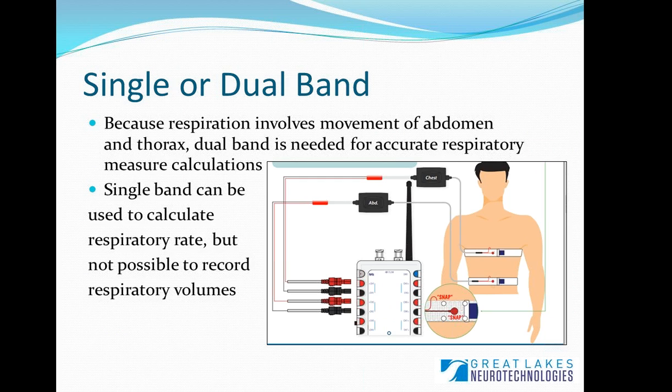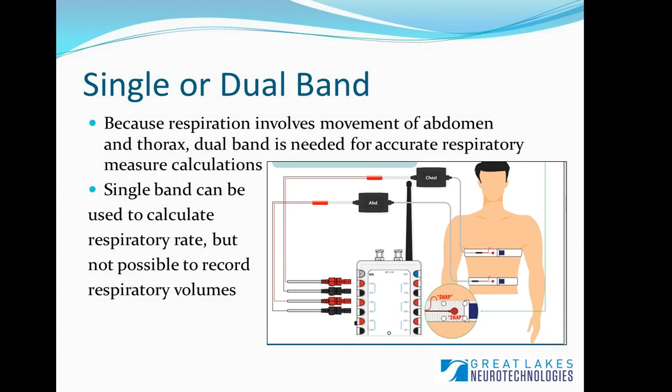So this is a setup of what RIP would look like. You can see that there are bands worn around the chest here and here, and there's sometimes a question as to whether you might want to use just one band around the thorax, or two bands around the thorax and the abdomen. If you look at the physiology behind respiration, it really involves movement of the abdomen and the thorax, not just one or the other. So having both bands is really needed in order to get accurate respiratory measurements, and that includes the measurements of volume, flow, rate, and anything that's derived from those.